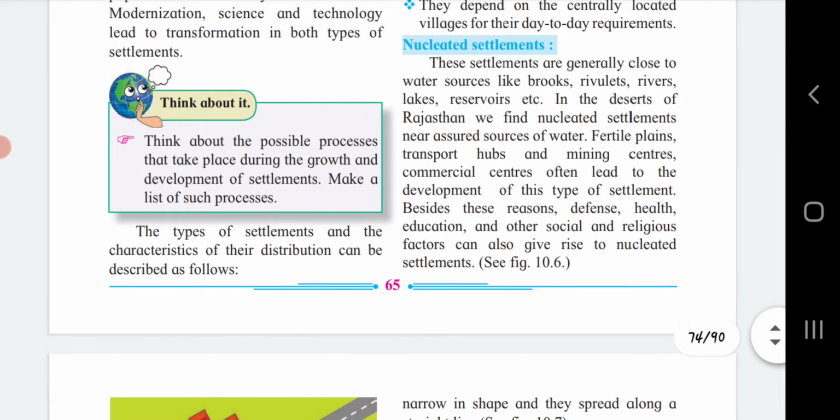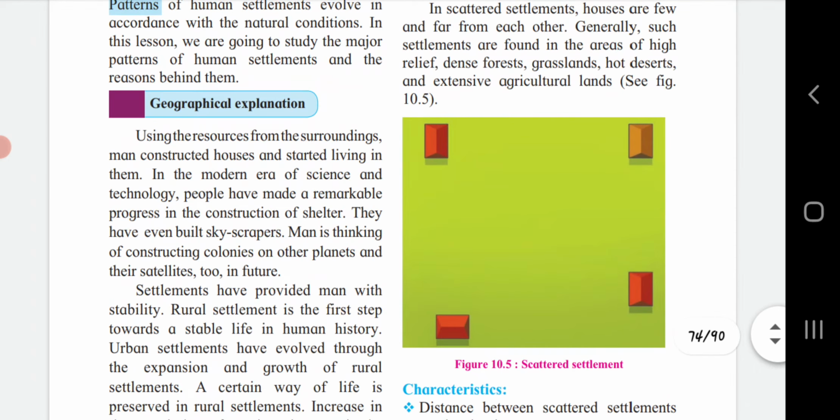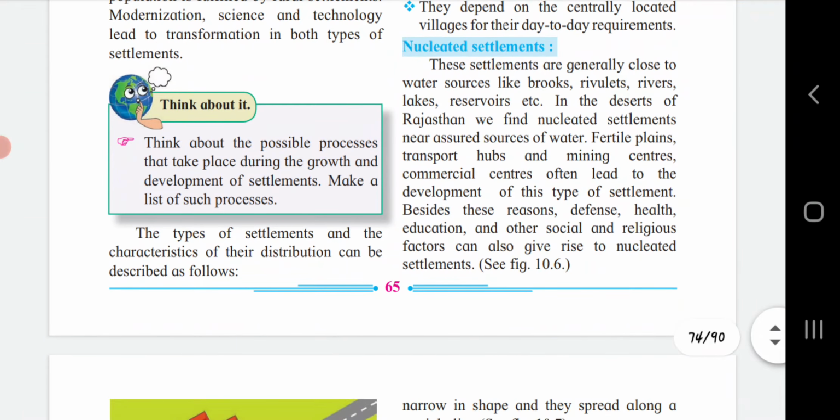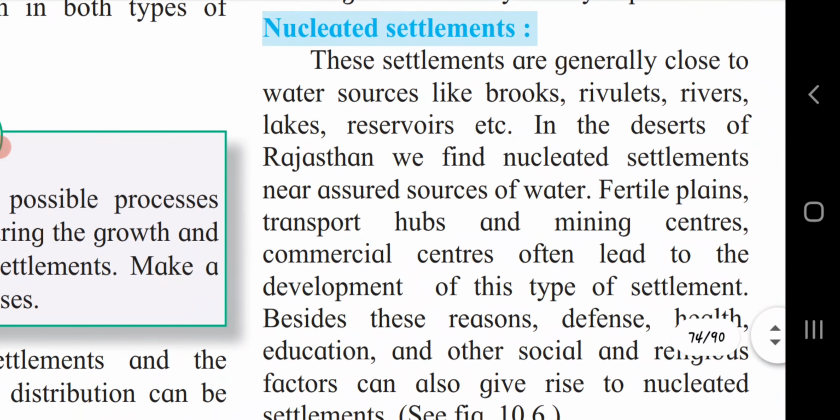The next one is nucleated settlement. You can see the picture of scattered settlement. The next one is nucleated settlement.